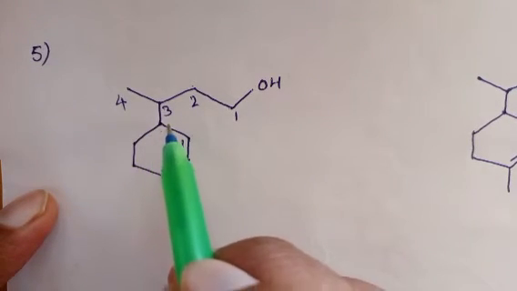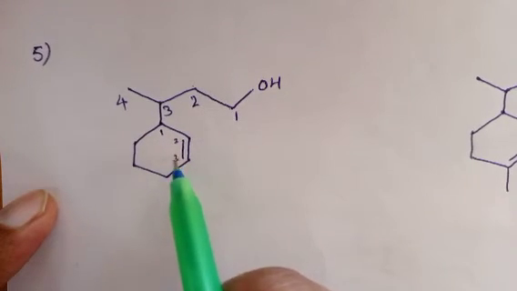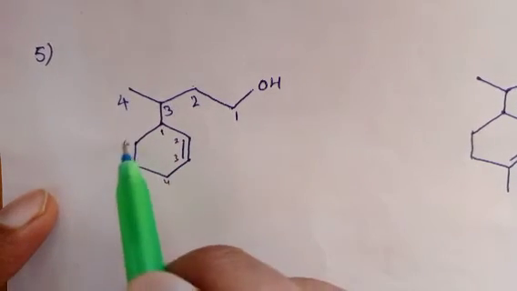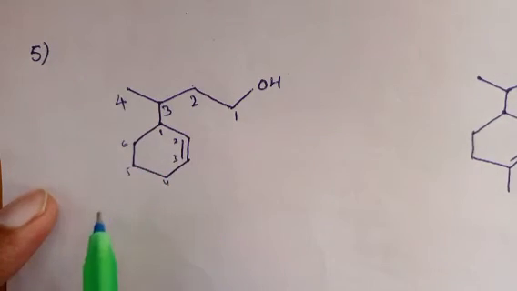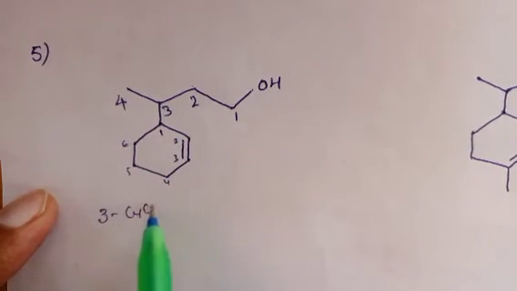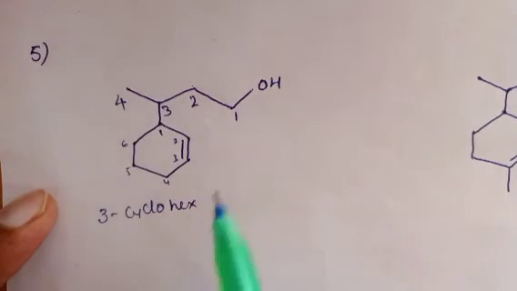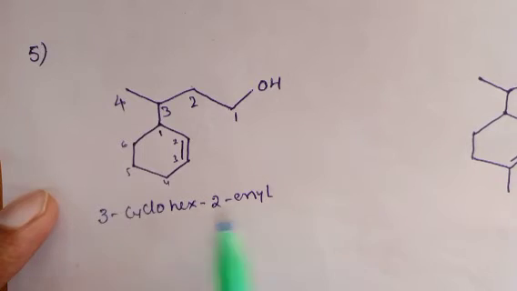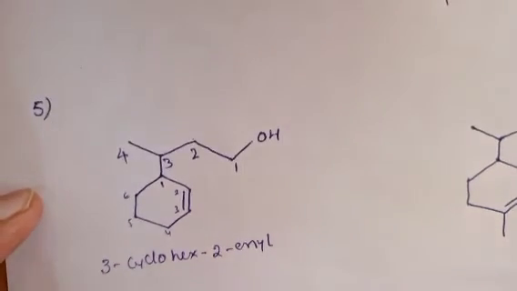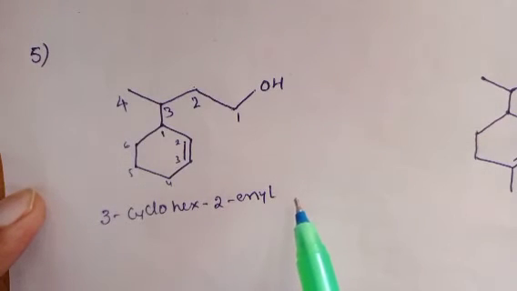For the ring, give the numbering 1, 2, 3, 4, 5, 6. Okay, at the third place, cyclohex. 3-cyclohex, at what position is the double bond present? 2, so 2-ene, or sometimes we write it like this, enyl. It is also correct: 2-ene or 2-enyl. In most cases we write enyl like this. Okay, 2-enyl. So the substitution part is completed, right?